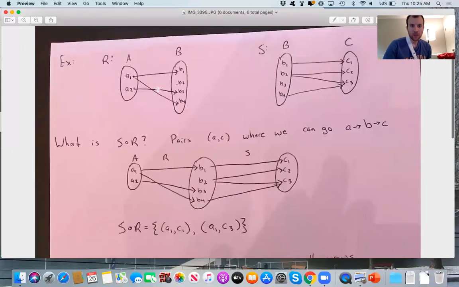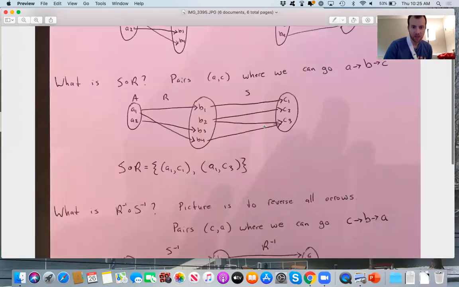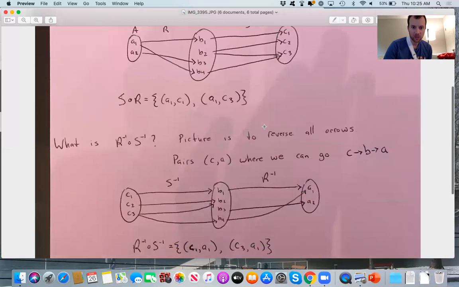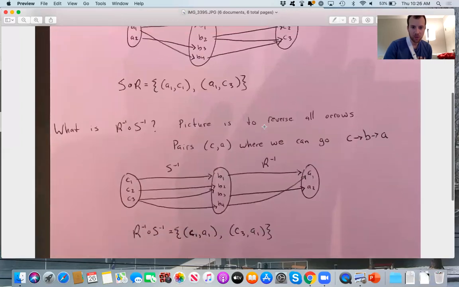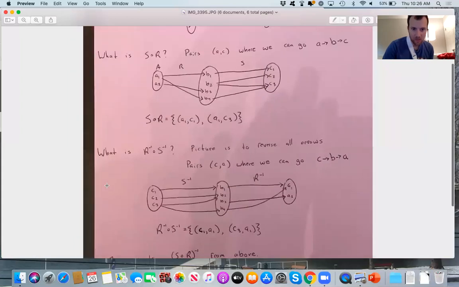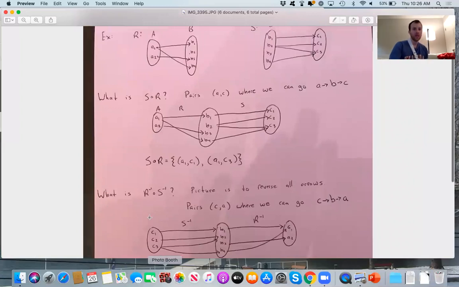So for these two relations, what if we combined this composition with inverses? This is where a board would be nice, but let me zoom out a little bit. Okay, so what is R inverse S inverse? So, combining this composition with inverses.